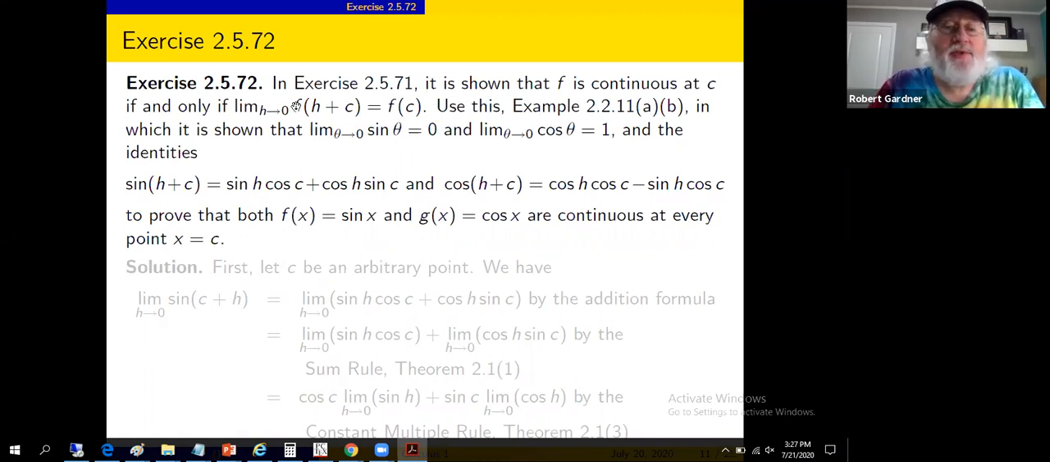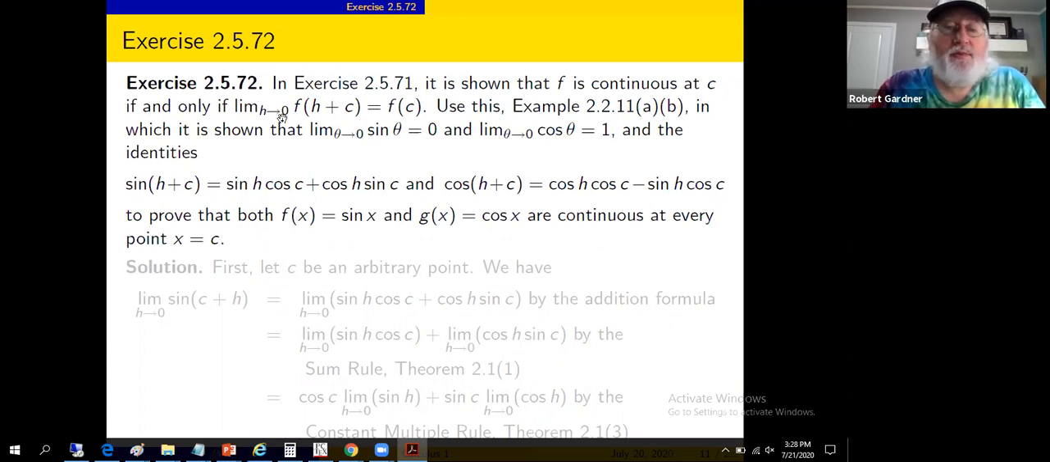That's likely to be a homework exercise. It's an odd one at least. If h approaches 0, then h plus c approaches c. So we could do a change of variables to establish this exercise, but we'll just take this as given. And showing this is equivalent to showing continuity. The instructions are use this, and example 2.2.11, in which we show the limit as theta approaches 0 of sine theta equals 0, and the limit as theta approaches 0 of cosine theta equals 1. Both of those are in the notes. Both of these were shown with a sandwich theorem, and they're in the notes.